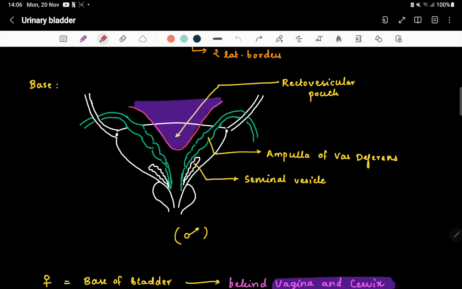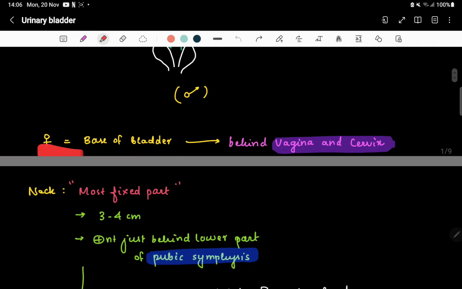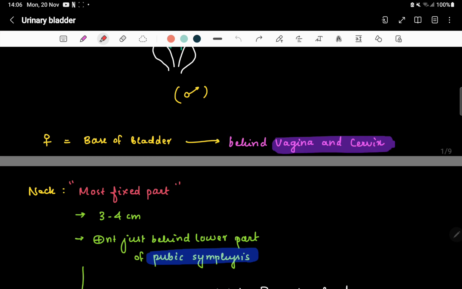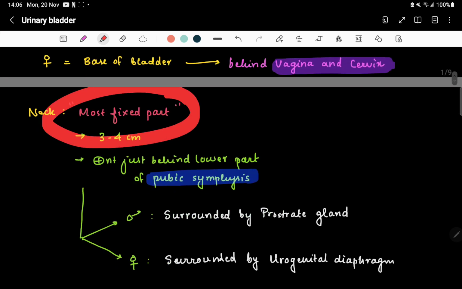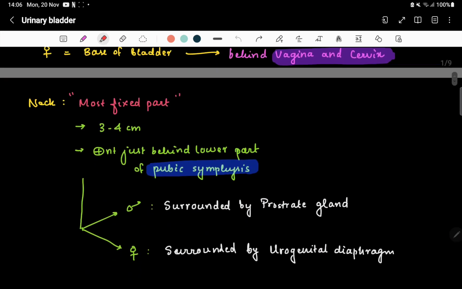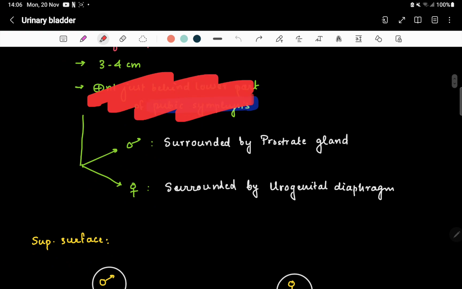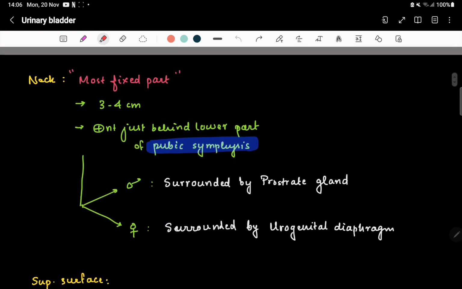The base is formed by this part. In males, this is the rectovesical pouch, the ampulla of the vas deferens and the seminal vesicle, present in this manner. In females, the base of the bladder is behind the vagina and the cervix. The neck is the most fixed part of the urinary bladder, 2 to 4 cm in length, present just behind the lower part of the pubic symphysis.